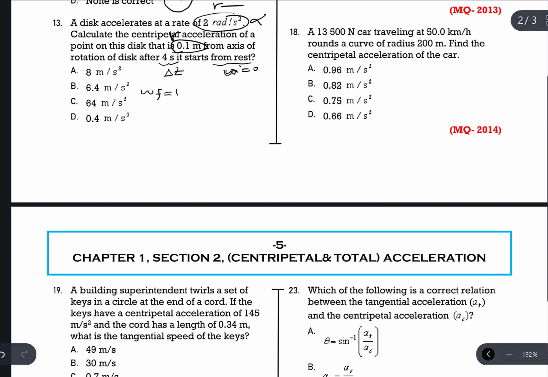Omega final is equal to omega initial plus alpha delta t. Initial angular speed is 0. So alpha is 2, delta t is 4. So it's 8 radian per second.